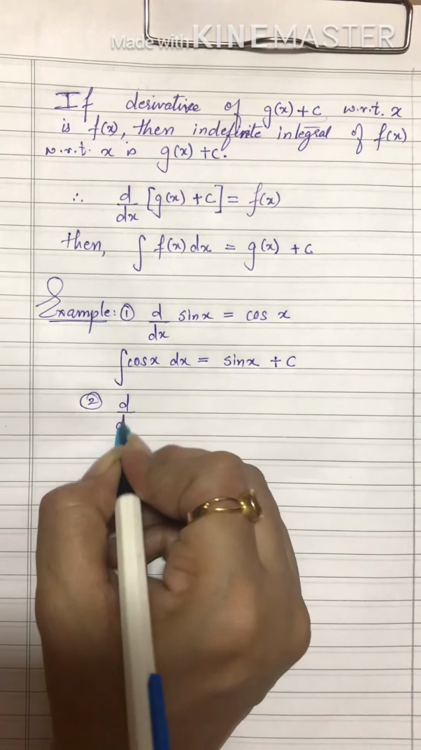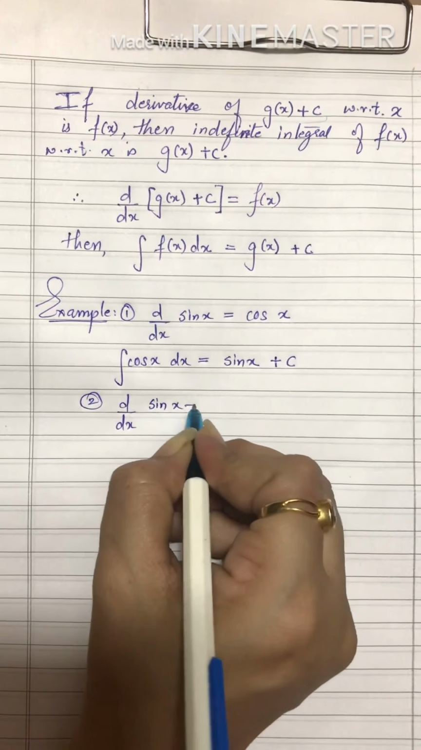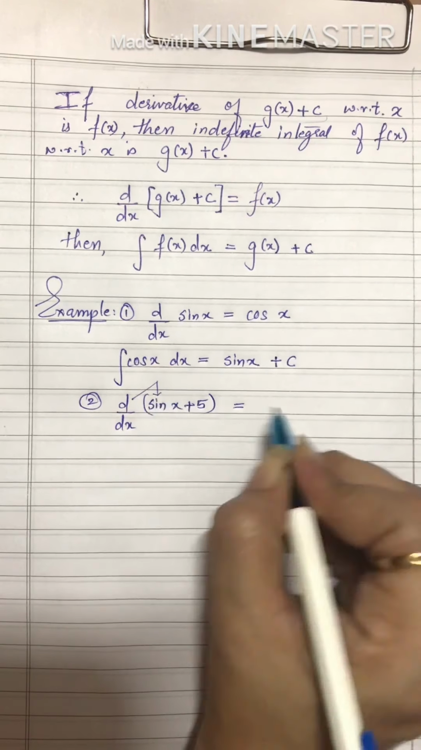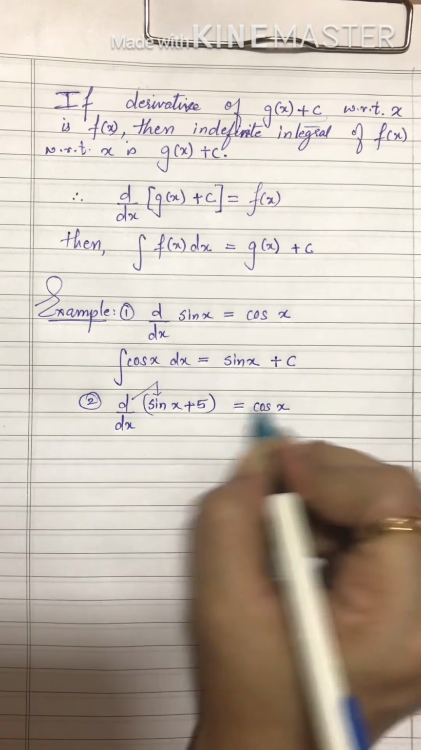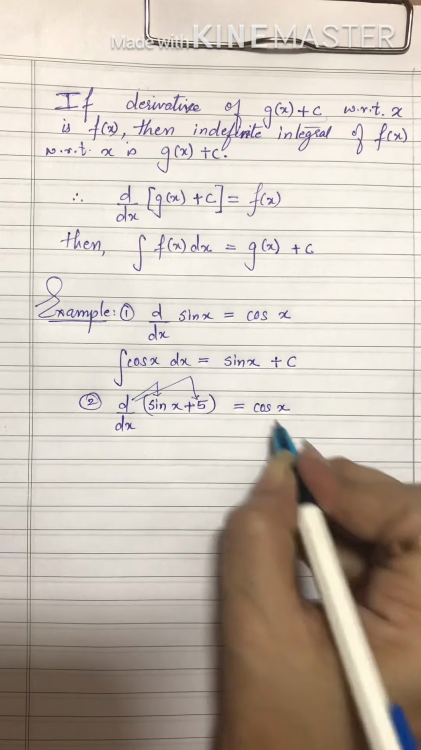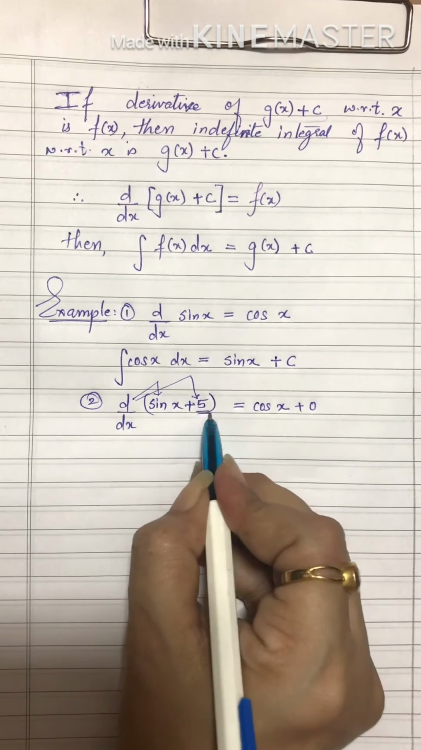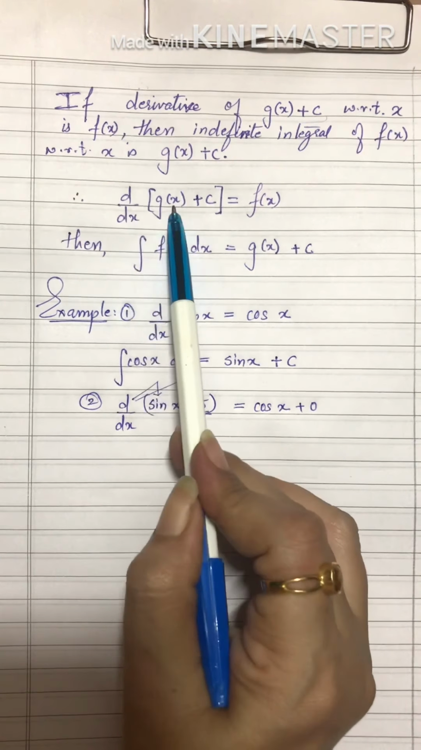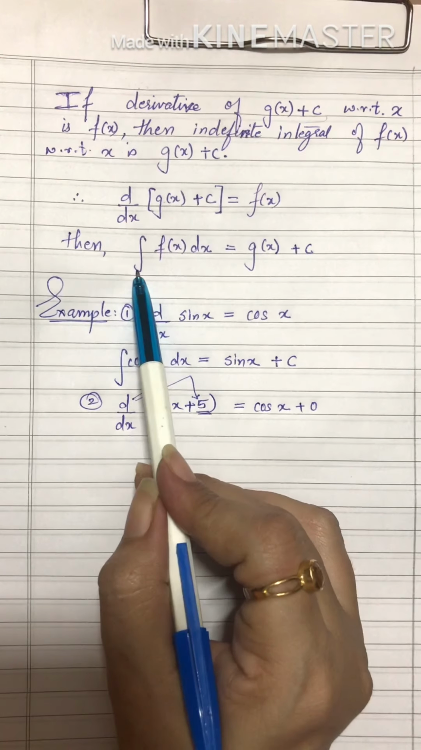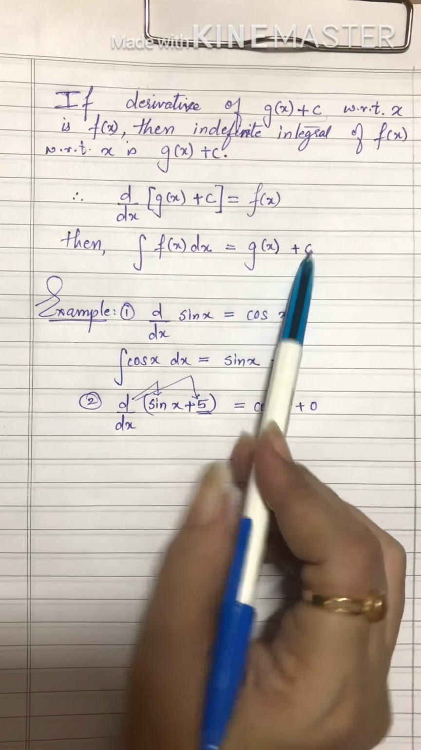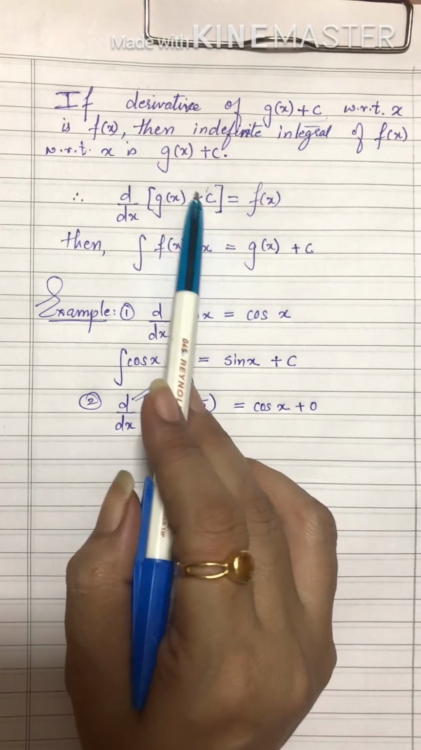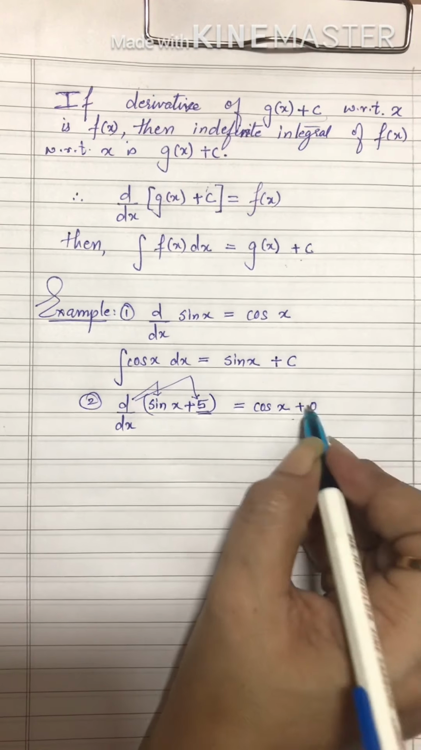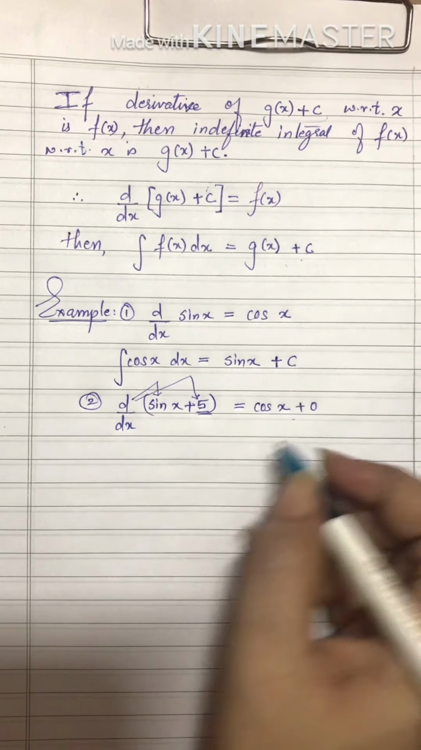If I take d by dx of sin x plus 5, any constant, when you differentiate this, d by dx of sin x gives cos x, and d by dx of 5 gives 0. So that means there is a constant which needs to be considered. When differentiation of g of x is f of x, then integration of f of x dx should be g of x plus c. Means if any constant is considered, that needs to appear in the integral also. This is the main reason why we consider c, which is also called the arbitrary constant.